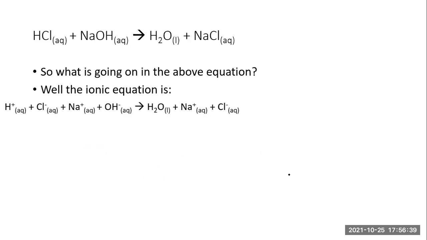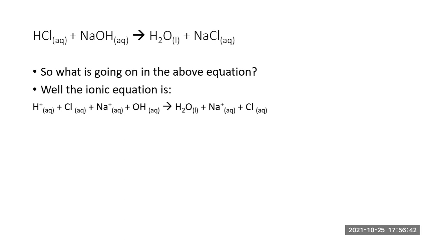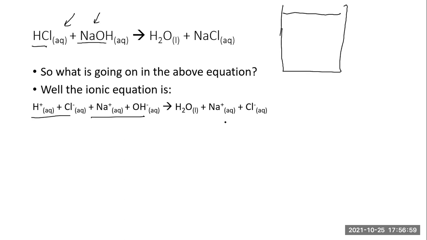So what is happening in this equation? Well, if we really look at what is happening in the solution when we put these together, if we take these and dump them into a big beaker, because this is a strong electrolyte and this one is a strong electrolyte, they will break apart. And we will have H pluses floating around, Cl minuses floating around, sodium ions floating around, and hydroxide ions floating around in that particular solution.